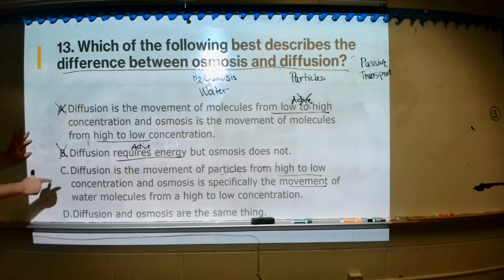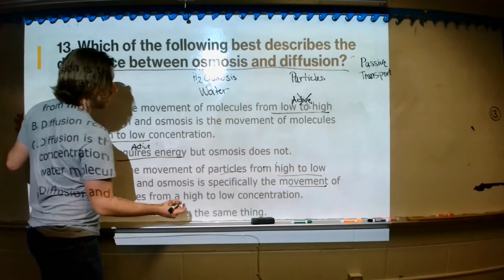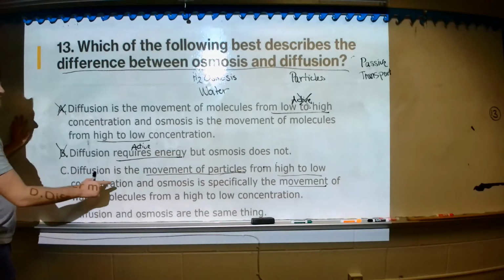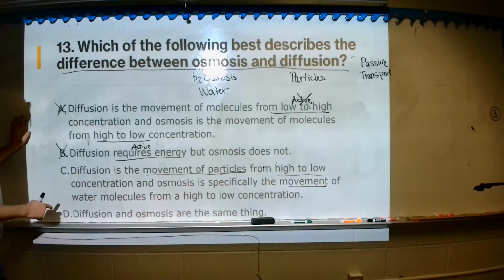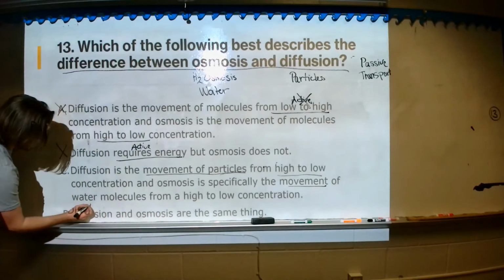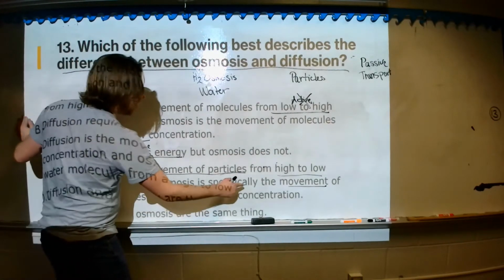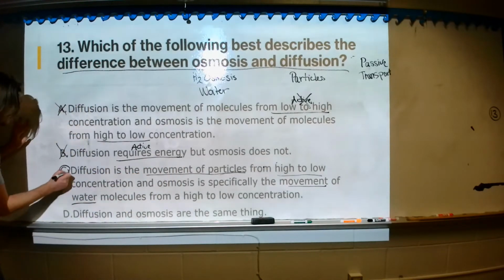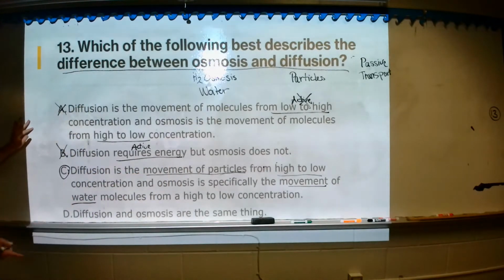C says diffusion is the movement of particles from high to low, and osmosis is specifically the movement of water from high to low. So they're both high to low, except this one says osmosis is the movement of water, diffusion is the movement of particles. This checks out. I'm going to circle C. Just to check, let's check D. Diffusion and osmosis are the same thing. I know that's not true. I can cross out D.